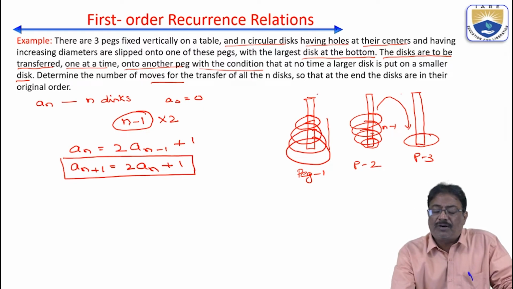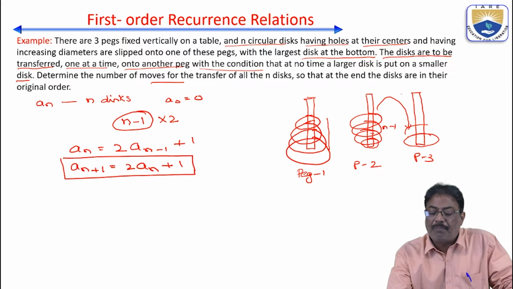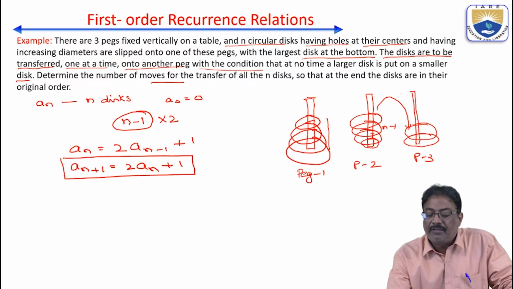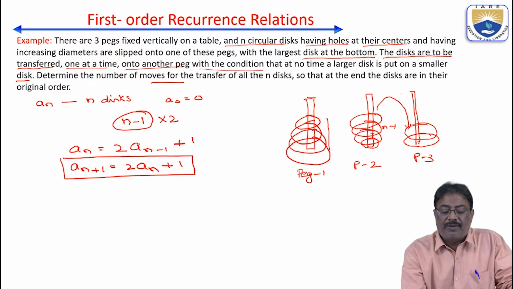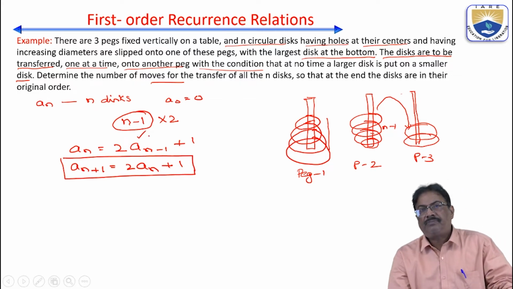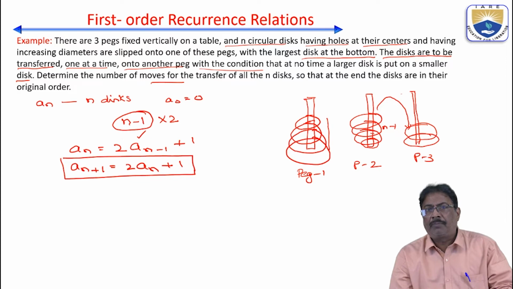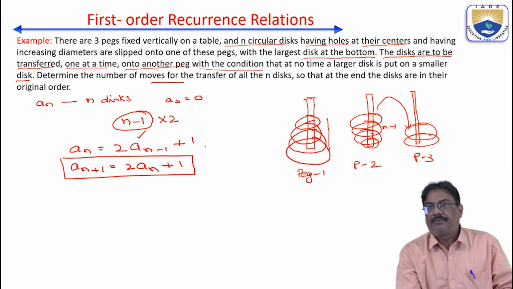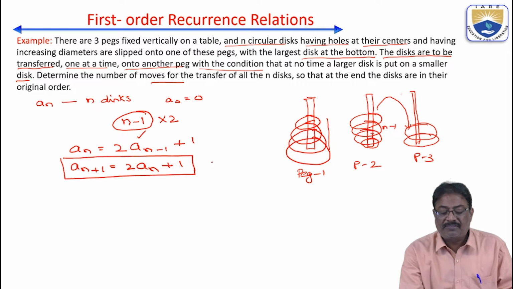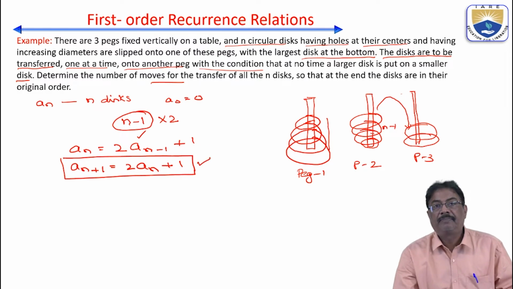So subsequently, whatever the peg 3 will be having, it will be in the same order as the original peg. For that we are taking 2 times n minus 1 discs, and then one is the larger movement. So we are going to consider the recurrence relation like this.